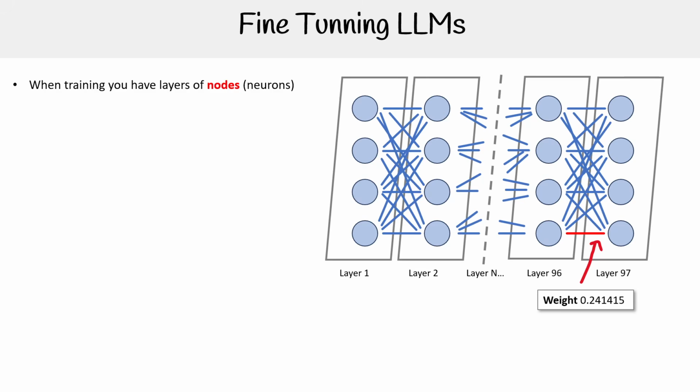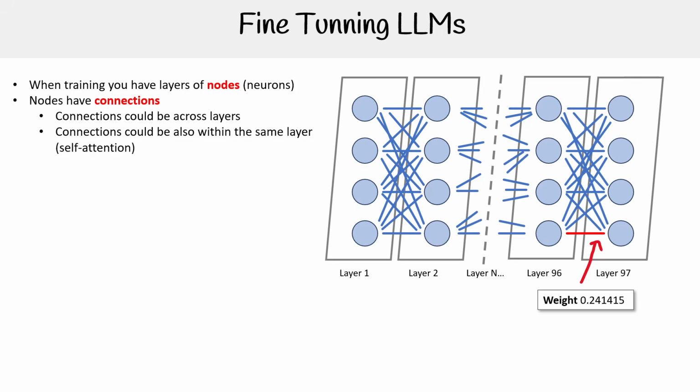So when training, you have layers of nodes, also called neurons, so think like your brain. And between these nodes, there are going to be connections. And so connections are often between or across layers, but connections can also be within the same layer. And that's where we get this concept of self-attention. If you remember, the concept of attention is really important when we're talking about transformers for large language models. And if we represent it, it'd be more like it's connecting back to itself. And that's why we call it self-attention, because it's a layer that feeds back into itself, okay?